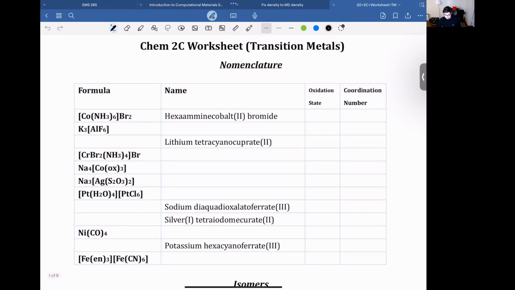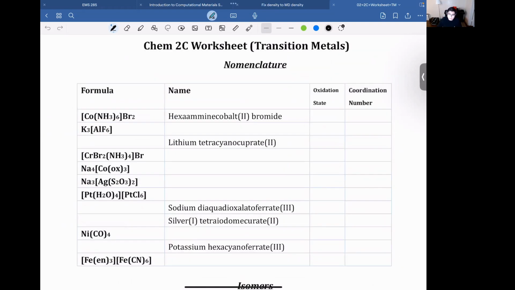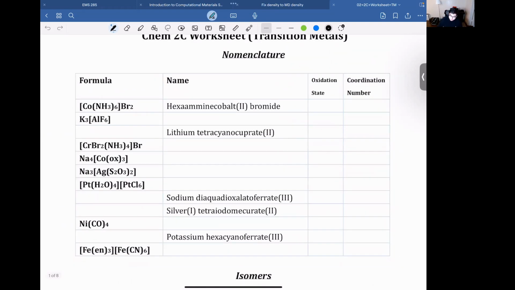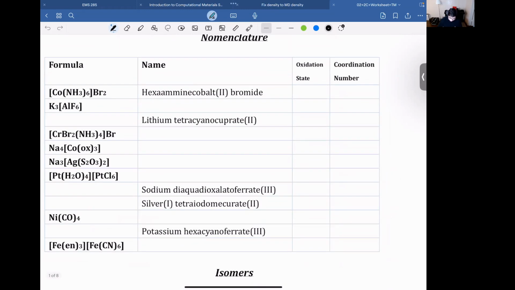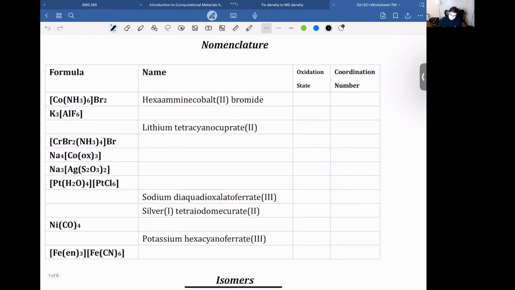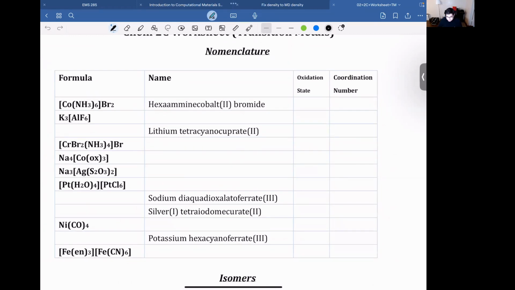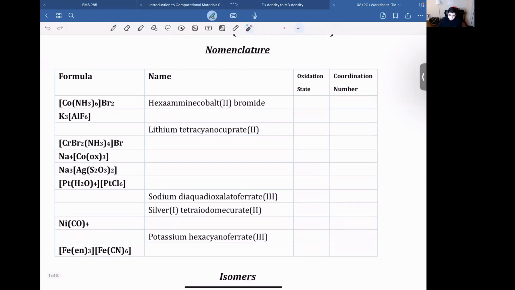A lot of this is naming and shapes and geometry and that sort of stuff, along with some crystal field theory too. So this first part, we're getting into naming and oxidation states and coordination numbers. For number one, we have hexaamine cobalt bromide. The oxidation state that we're looking at is just the oxidation state of the transition metal. You do this just as you would previously from 2A.